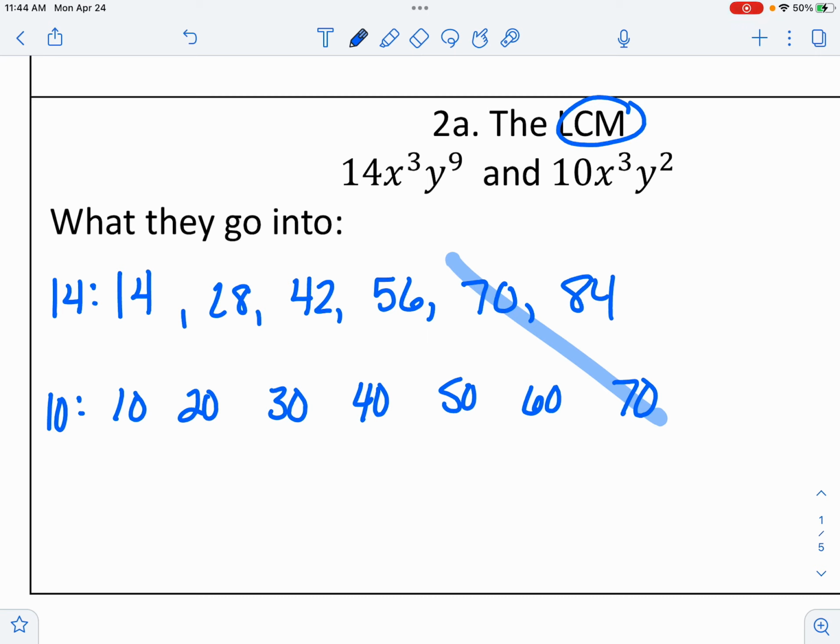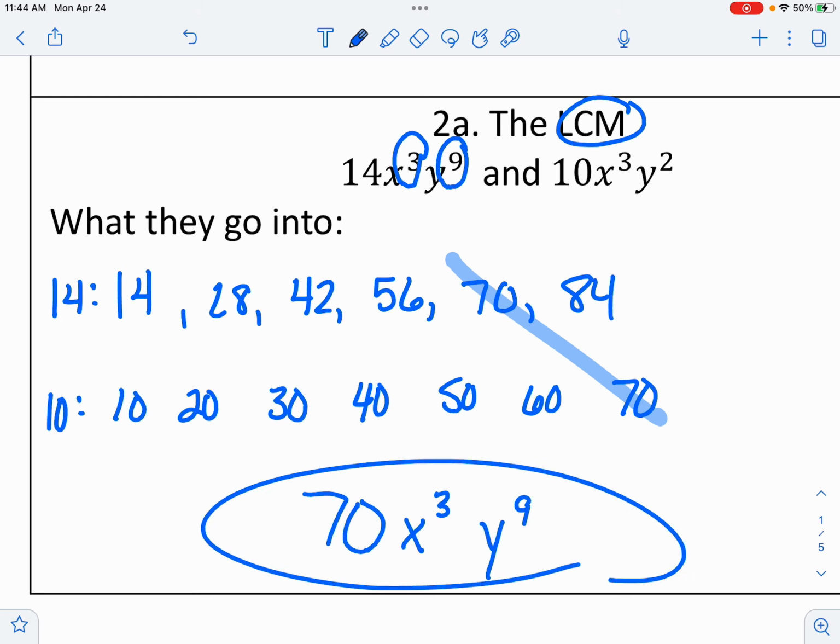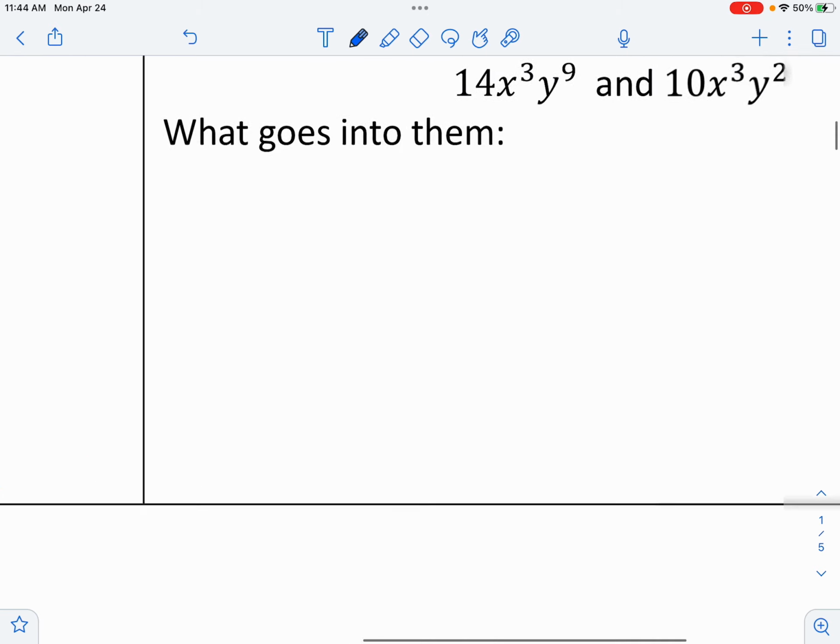So least common multiple, we list our multiples, find the smallest one that matches, and for our x's and our y's, we pick the biggest exponent. So both of them have an exponent of 3 on the x, and the biggest exponent on y is the 9. So that's how you do least common multiples.